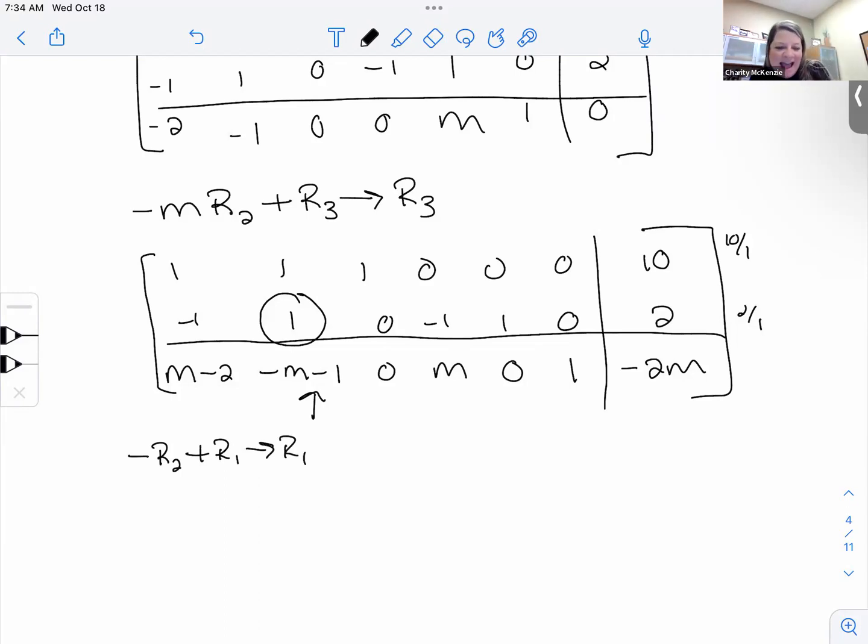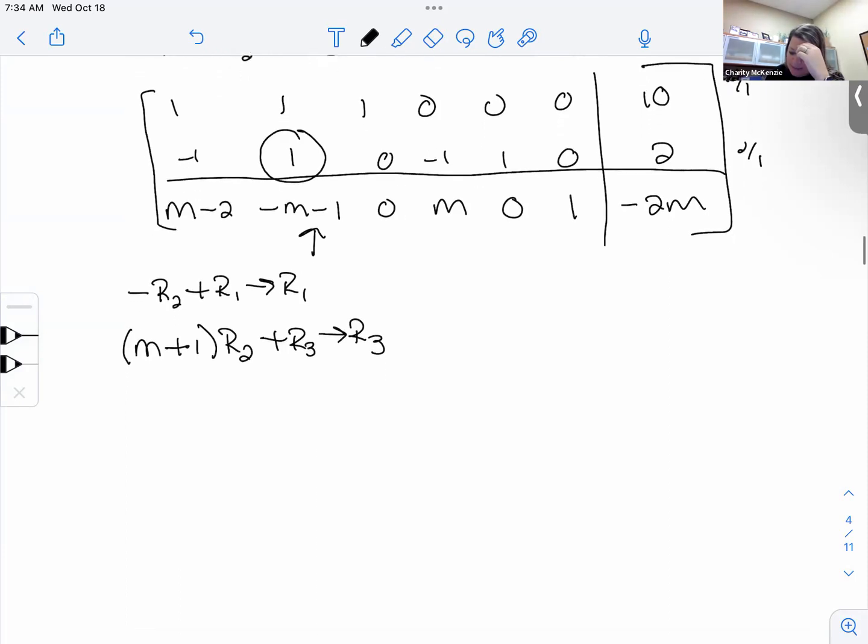Now, what could I add to negative M to make a 0? I can add M. What can I add to -1 to make a 0? I can add 1. So opposite signs of what you see, I'm going to put it in a parenthesis. M plus 1 times row 2 plus row 3, replace on row 3. So I'm going to times that M, opposite signs, times 1, and those would add to 0, which I will show. Okay, so we're here.